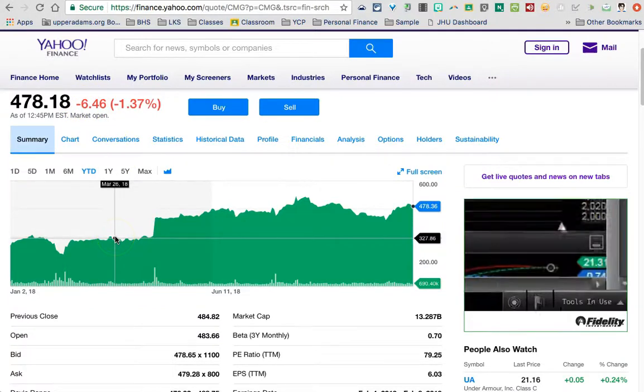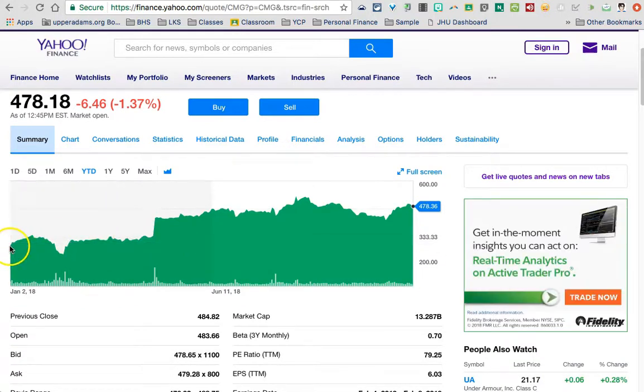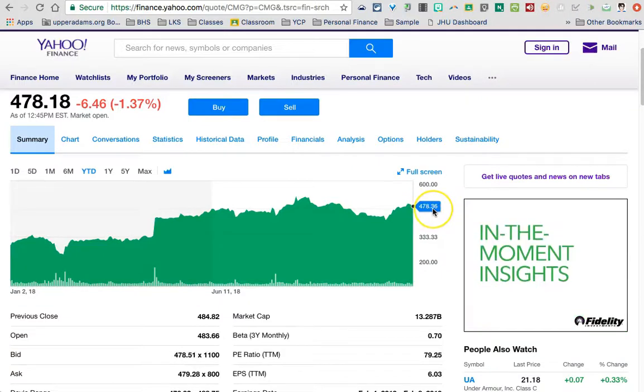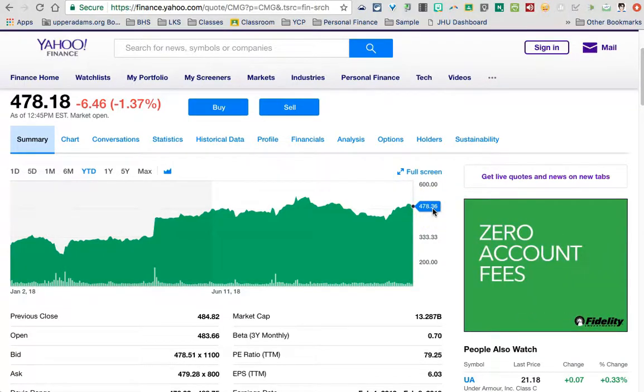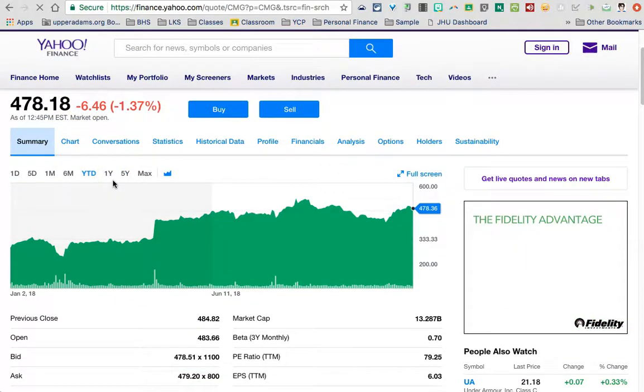But if I went back to March 26, I can see that it was selling at $327.86 per share. So you could find exactly where it started in this year to date, which was January 2nd of 2018. It opened at $292.95, and right now it's trading at $478.36.